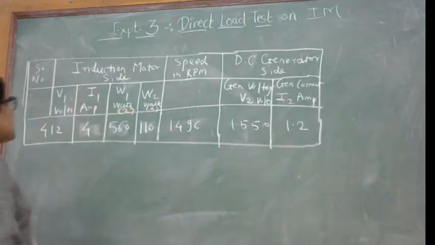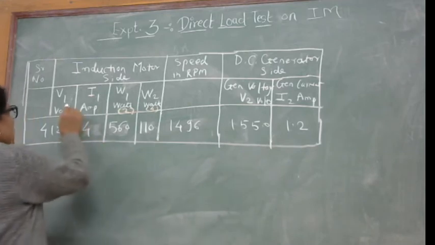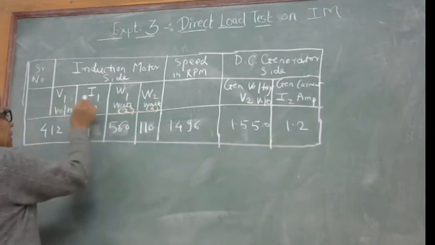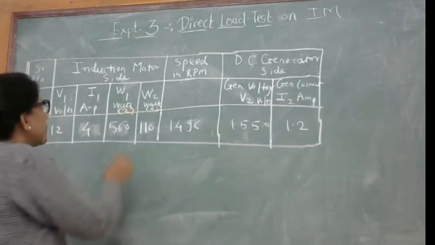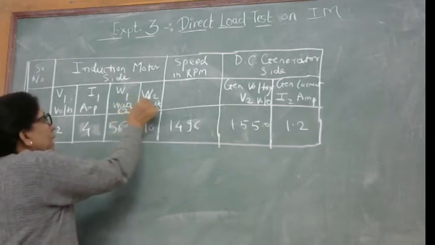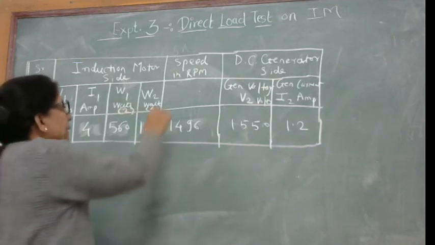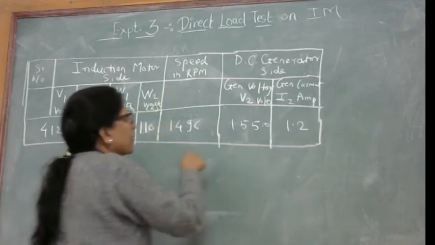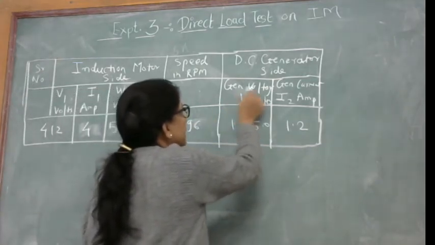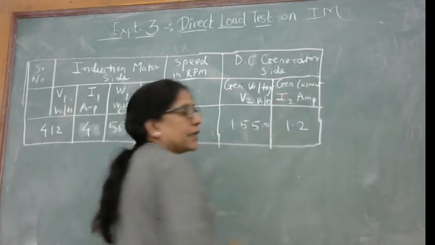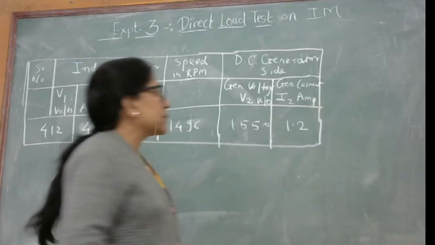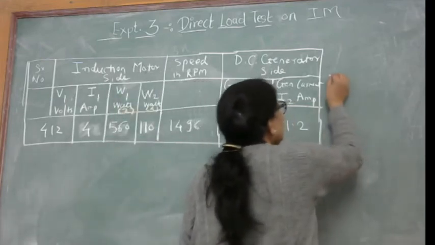What observations we have taken? On motor side we have noted input voltage, input current V1, I1, then two wattmeters readings W1 and W2, then speed in RPM, and on the generator side we have measured generator voltage V2 in volts and generator current I2 in amperes. Now what we want to make the calculation?